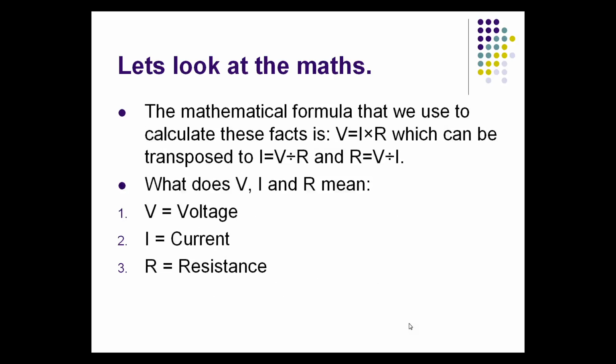This is all done using a mathematical formula which is V equals I times R, which is shown on the screen here, which can of course be transposed to be I equals V divided by R and R equals V divided by I. So what do V, I and R mean? V equals voltage, I equals current, and R is the resistance of the circuit.